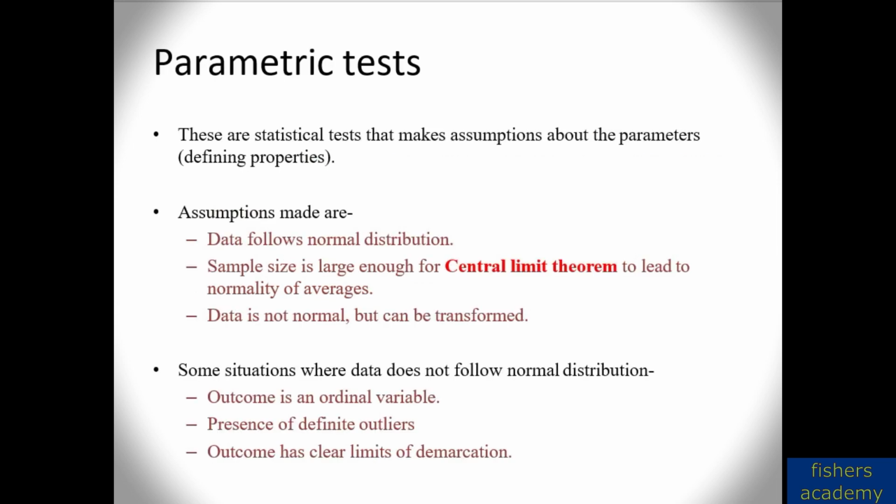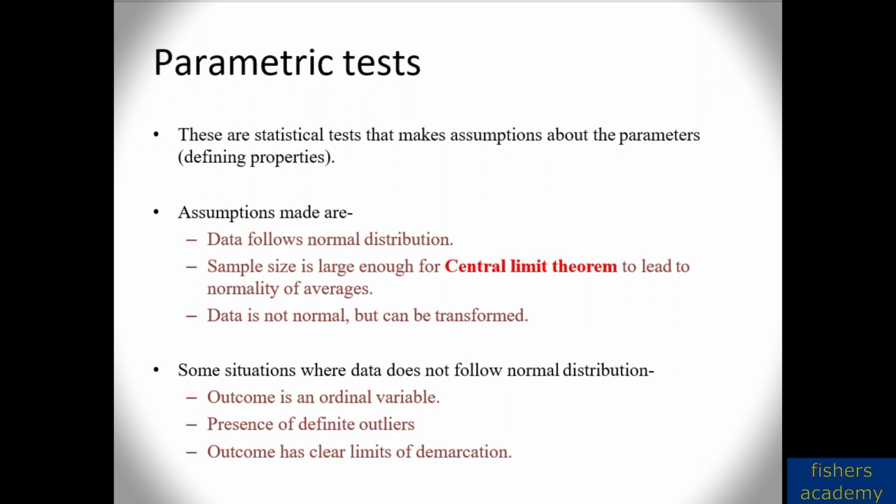What are parametric tests? These are statistical tests that make assumptions about the parameters defining properties. Assumptions made are: data follows normal distribution; sample size is large enough for the central limit theorem to lead to normality of averages; data is not normal but can be transformed.